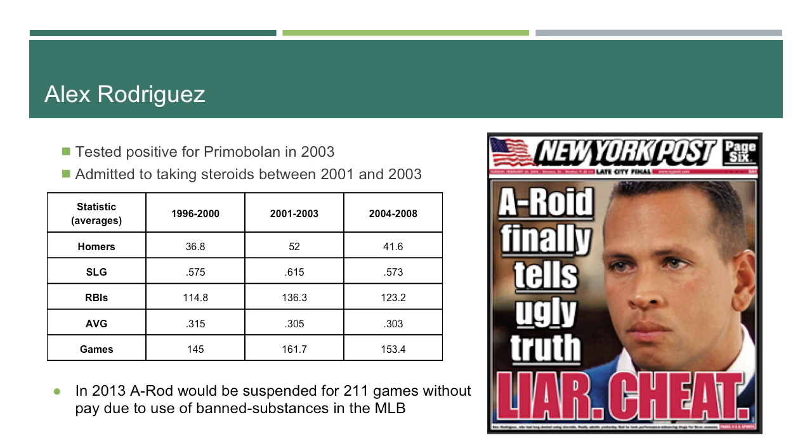So now let's look at some of the athletes who have admitted to using steroids. First we'll look at Alex Rodriguez, who admitted to taking them between 2001 and 2003. In the chart, you can see that his batting statistics took quite a large jump during that time period. He averaged about 15 more home runs per year than in previous years, and his slugging percentage and runs batted in increased quite a bit as well. He would later be suspended by the MLB for a total of 211 games after he admitted to taking steroids during this time period.